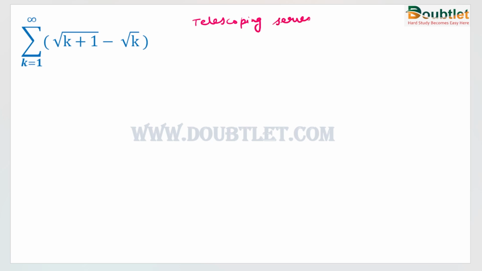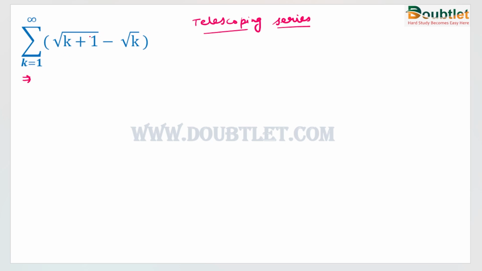So here we will discuss some examples and try to solve them one by one. This is the first example. This is a series and we have to find whether it converges or diverges. If it converges, then what is the value? This is the square root of k plus 1 minus square root of k.